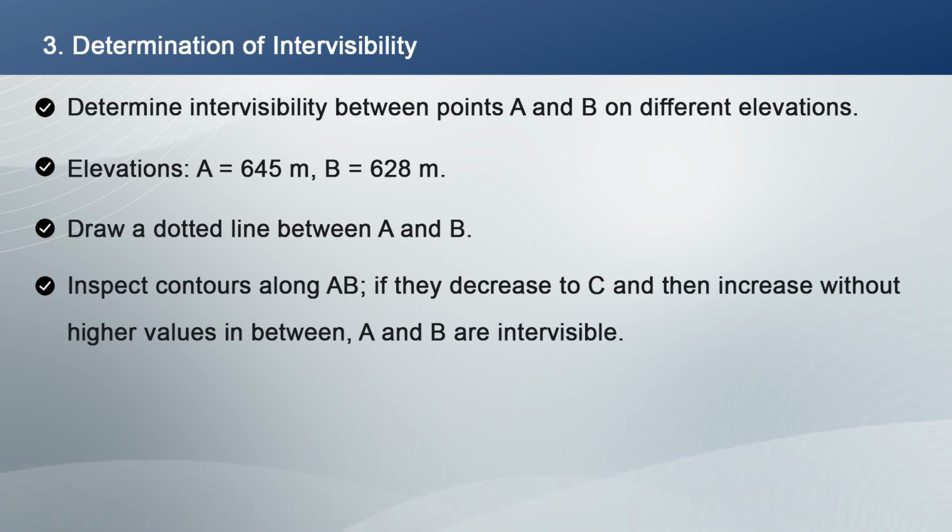To ascertain the intervisibility of the points A and B, join A and B by a dotted pencil line. By inspection of the contours intercepted by the line AB, it is seen that the contour value decreases up to C and then increases up to point B, as no higher value contour appears in between. The points A and B are intervisible.